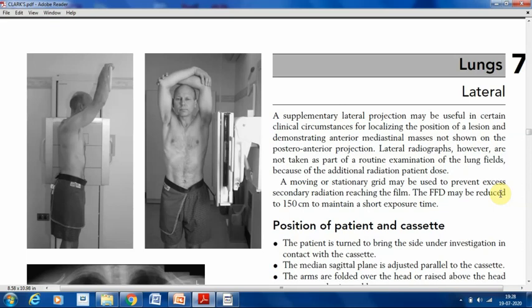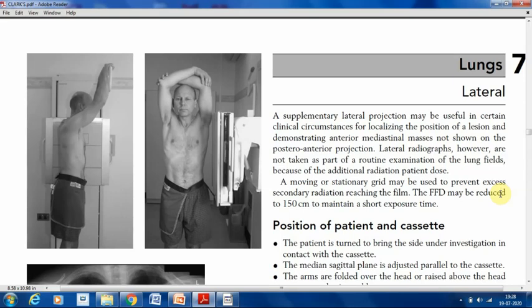The lateral view is also taken to identify any foreign body, because we want to see whether it is in the anterior bronchus or the posterior or middle bronchus. For that purpose also it is taken.